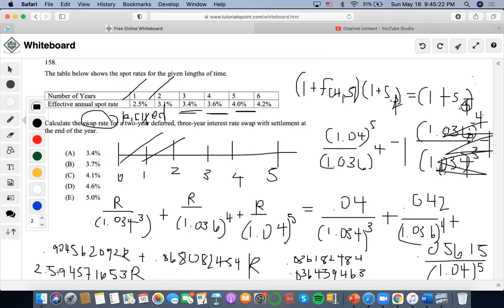Okay, I'm going to get 0.118793154. I'm going to divide this by 2.594571653. And then I'm going to end up getting 0.0457, which is practically 4.57%, which is going to be closest to the answer D. Swap rate R, fixed rate.